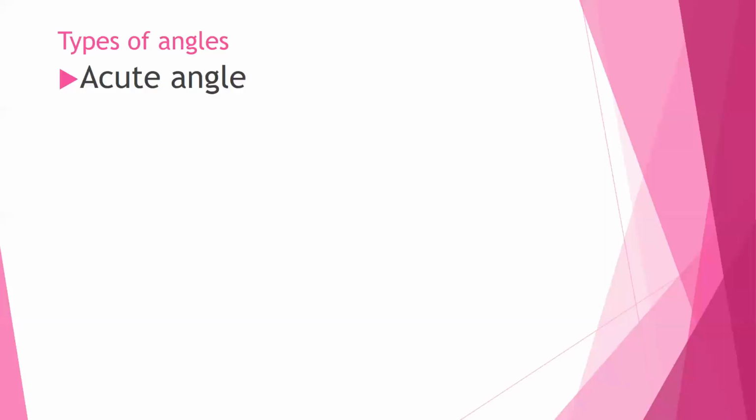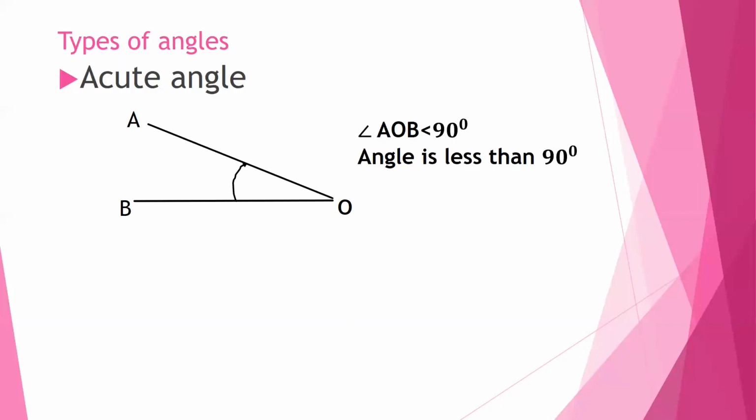Angle, the types of angles that we are dealing with. So we have an angle here. We have angle AOB. And then you realize that before AOB, there's a symbol here. This symbol means that the angle is formed at point O.